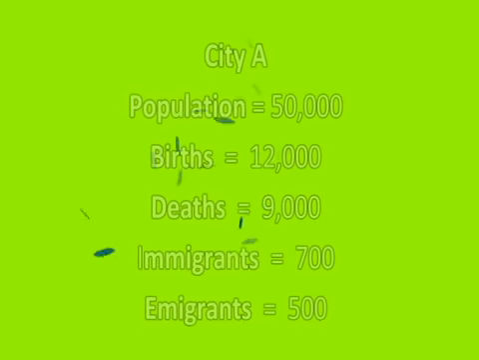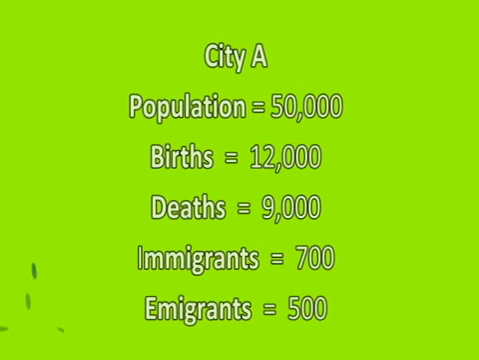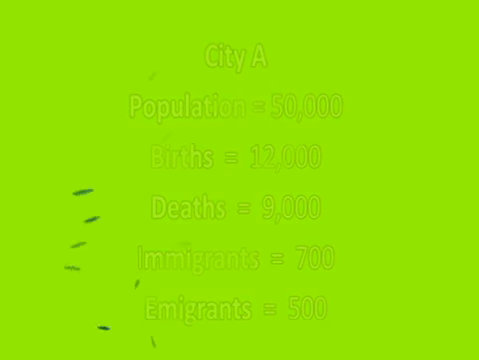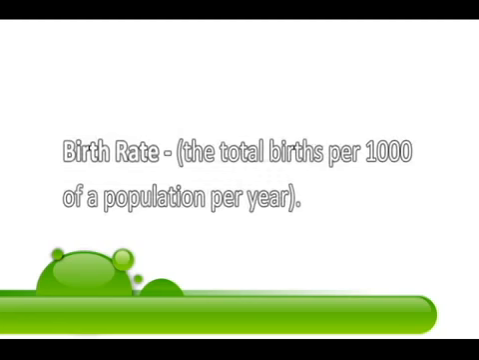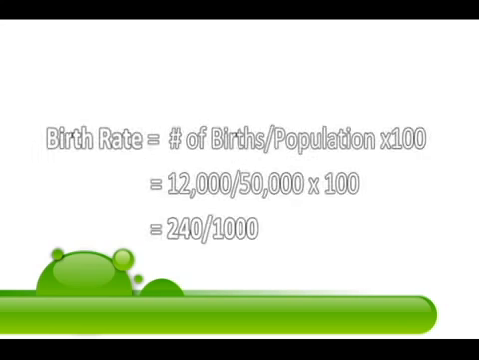We'll start off with an example given the following information. City A has a population of 50,000, 12,000 births, 9,000 deaths, 700 immigrants, and 500 emigrants. First, calculate the birth rate, which is the total births per 1,000 of a population per year. Birth rate equals the number of births over population times 100, which is 12,000 births over 50,000 times 100, and you will get 240 over 1,000.